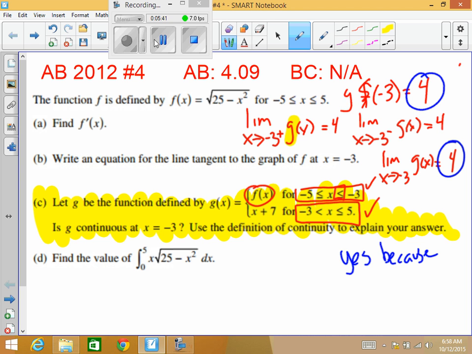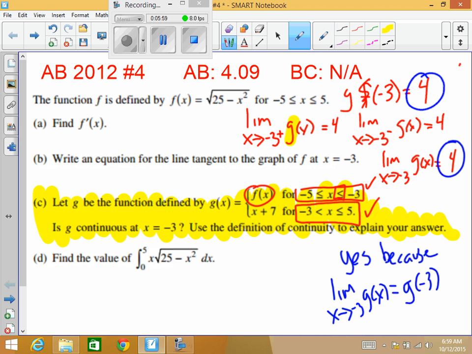Because, the best because I can think of that really says what we need to say would be something like this. Limit as x approaches negative 3 of g of x is equal to g of negative 3. Done. This was worth 2 points.